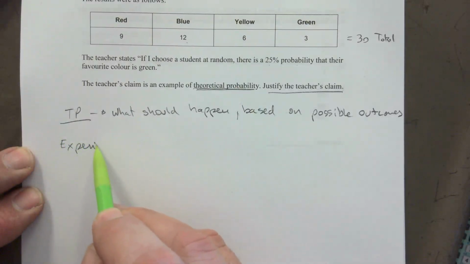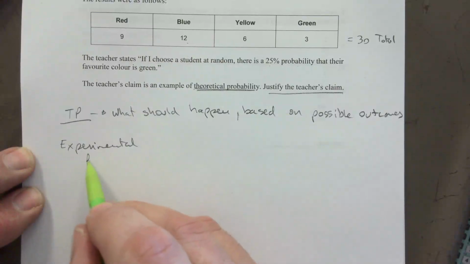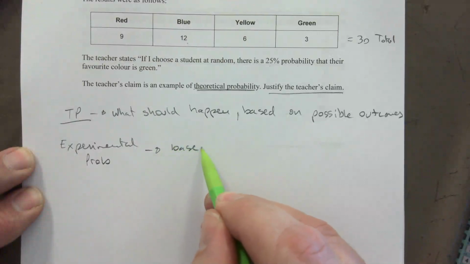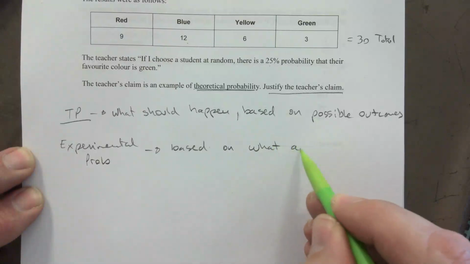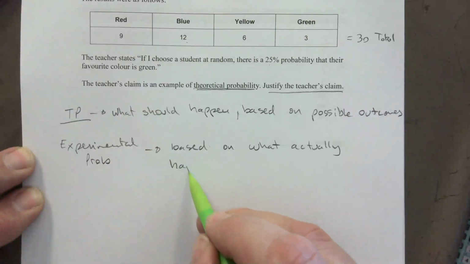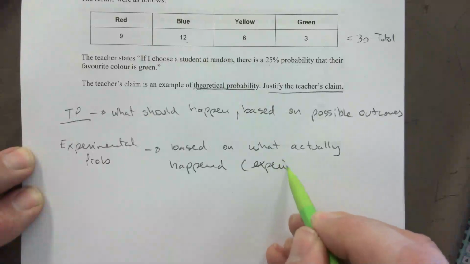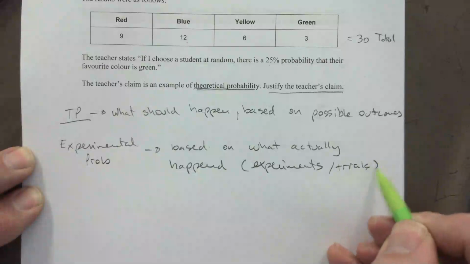Experimental. Let's write this down. Experimental probability. This is based on what actually happened. Experiments or trials. Okay?